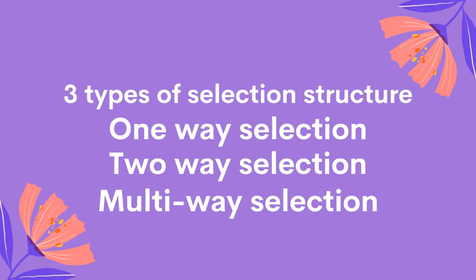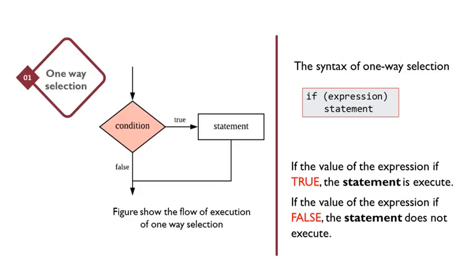Okay, so next we're going to have a look at the three types of selection structure. First is one-way selection, second is two-way selection, and third is multi-way selection. First, we look at the one-way selection. As you can see in the flowchart given, this is the flowchart that shows the flow of execution of one-way selection.